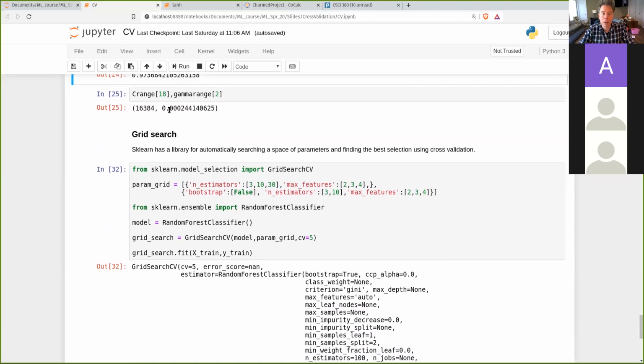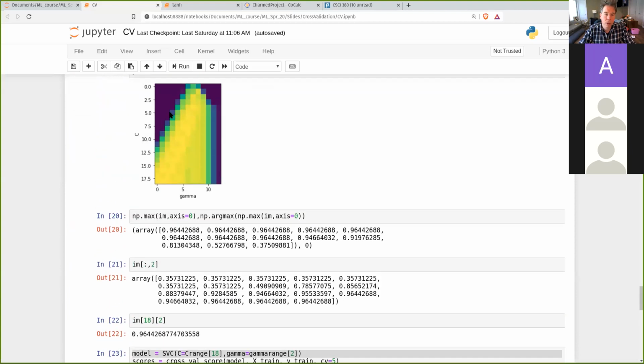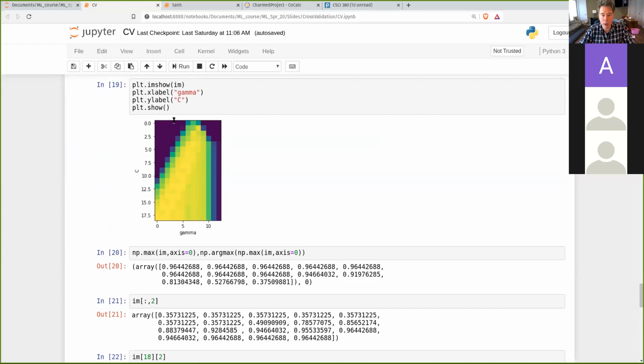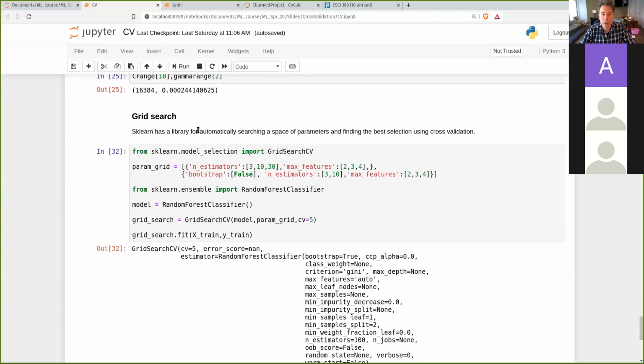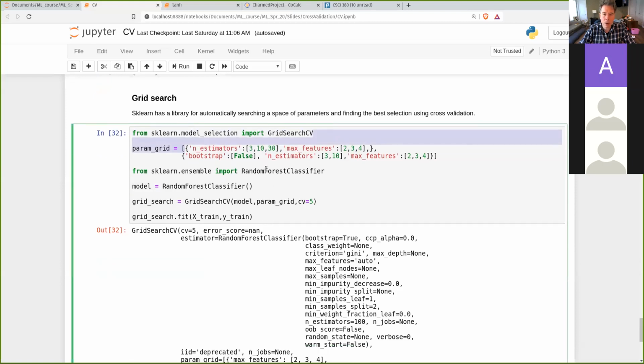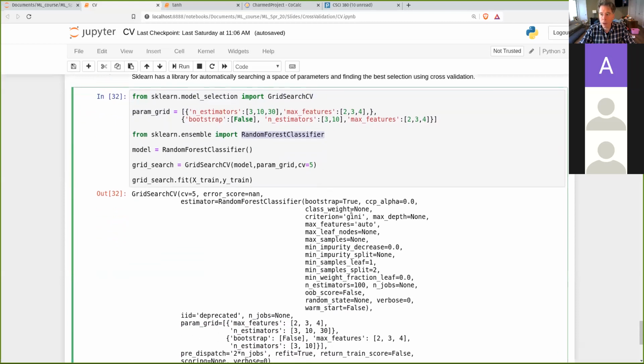All right, and this process that we've been exploring here, checking out a bunch of hyperparameters, is called grid search. And there's a library that will do grid search for you. You have to give it some Python dictionaries. The classifier that we're going to use is the random forest classifier. This tells you what all of its parameters are. A lot of these are hyperparameters.